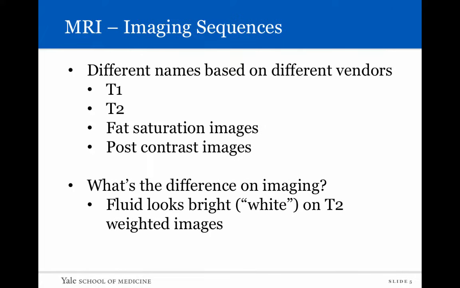There are a few different names based on the different vendors that supply these MR magnets, but these basic sequences are T1 and T2 weighted. We can have fat saturated images where everything that contains fat in the body is made to have zero signal, null signal, which appears black, and we can do imaging sequences after we give intravenous contrast. What's the basic difference between T1 and T2 weighted images on MRI? Well, fluid looks bright or white on T2 weighted images.